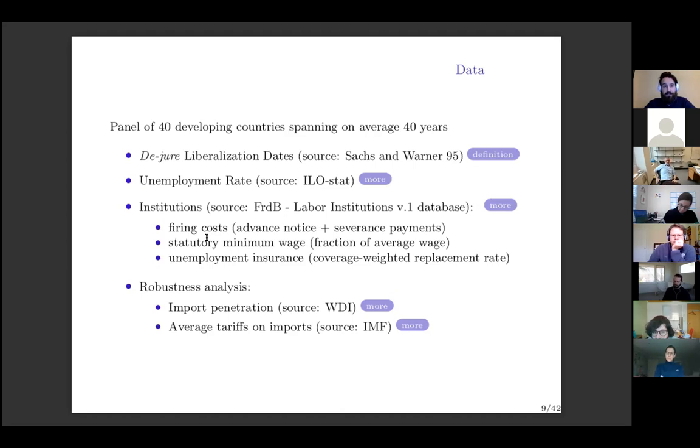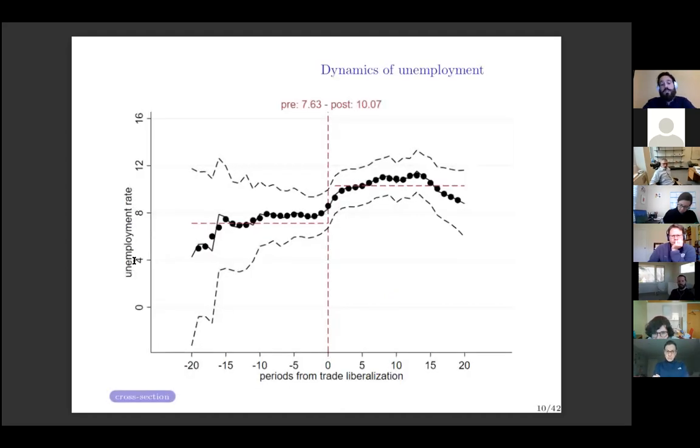So if we look at the average unemployment in the sample of countries that I have, over time before and after the liberalization, there seems to be a positive shift following the trade liberalization, which is about 3 percentage points and seems to be significant. Of course, what I'm showing you is just the average unconditional unemployment rate in the sample for every period before and after the trade liberalization. But the idea that I want to stress is how much of this increase could be attributed to the labor market institutions that are in place at the time of liberalization.